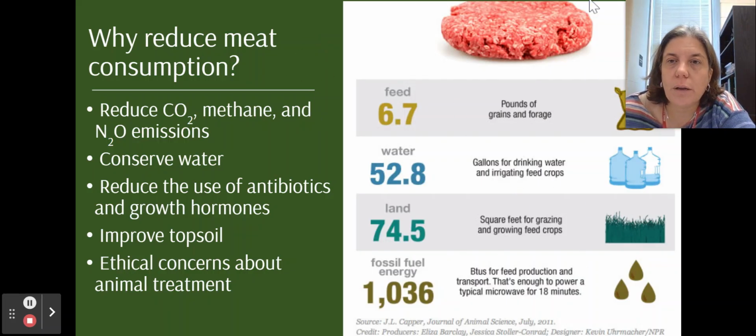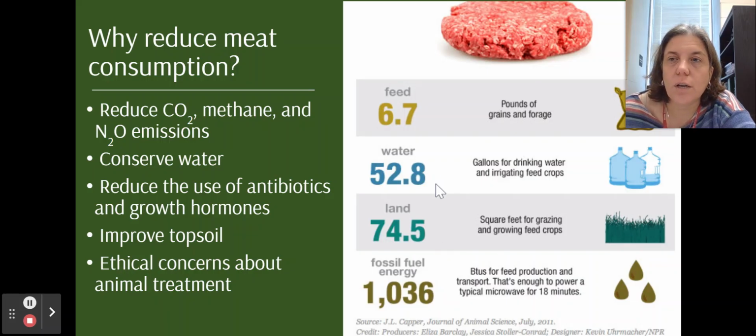So you can see, just to make this one hamburger patty here, I need 6.7 pounds of grains, 52 gallons of water, 74.5 square feet of grazing land, and 1,036 BTUs of feed production, fossil fuel energy.